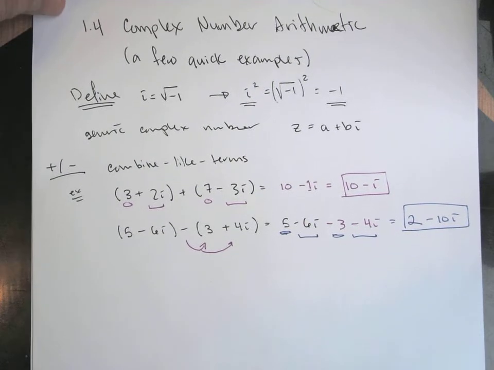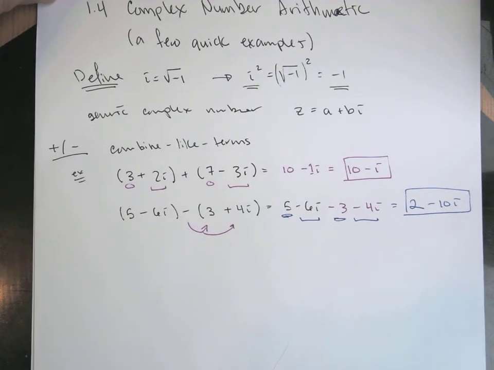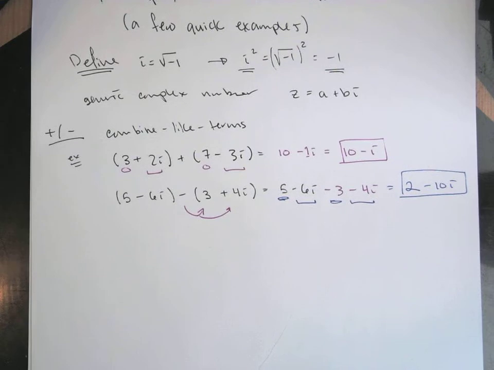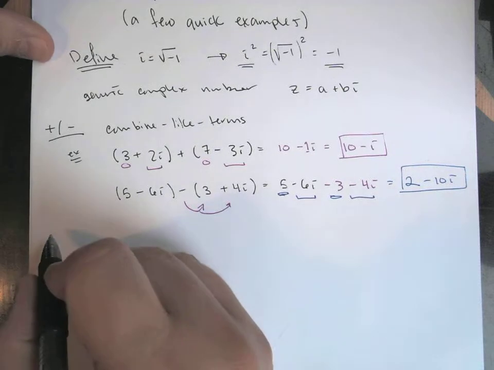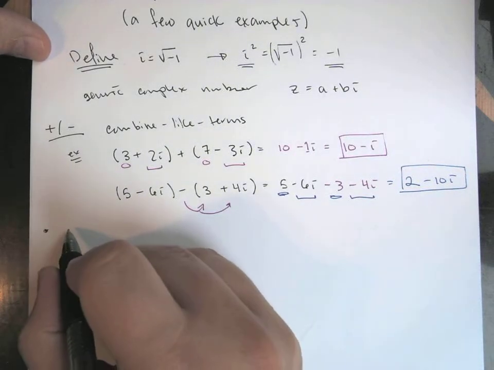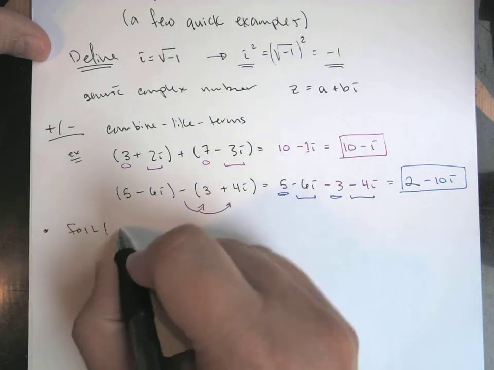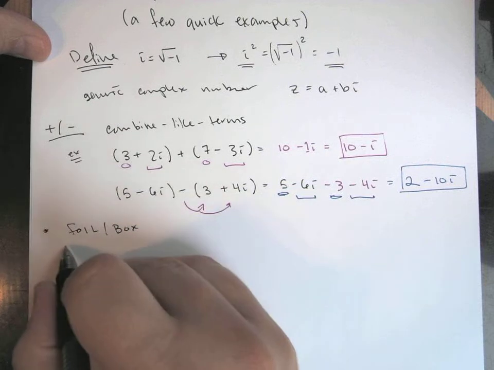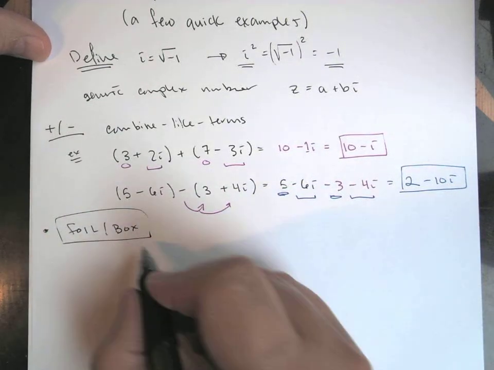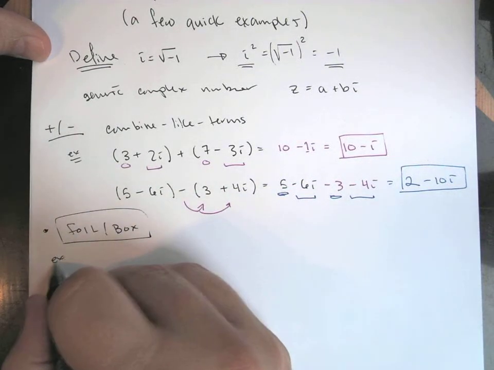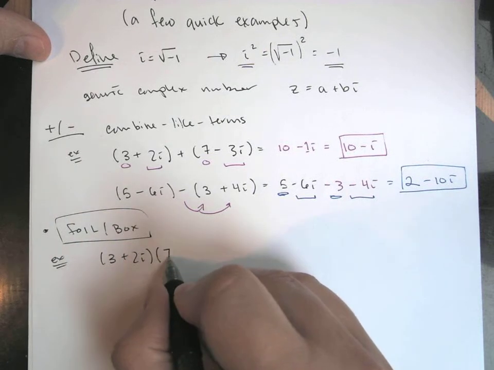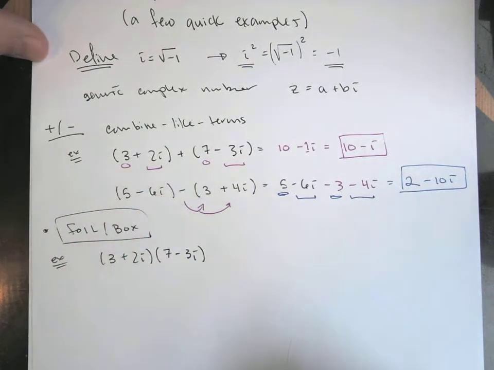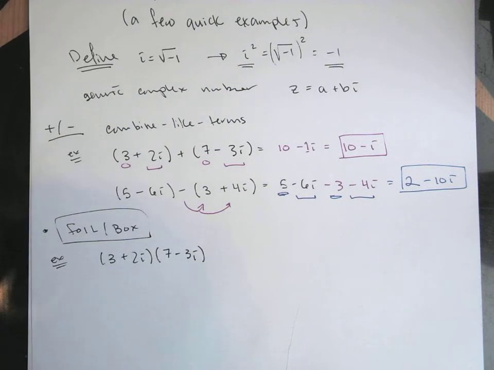So this is going to look a lot like the arithmetic when we're trying to add, subtract, multiply, divide polynomials, right? Because if we have this a plus bi, this two-term number, the same kinds of things happen. So if we're going to multiply, we'll FOIL or use the box. For example, we take the same kind of number, 3 plus 2i, and let's multiply by 7 minus 3i, right? I mean, why not? Let's just use the same thing we just did.